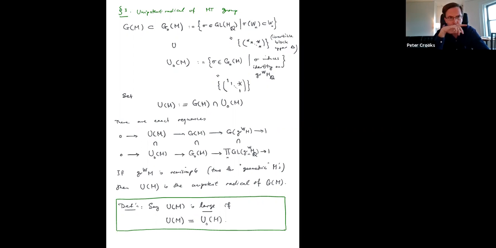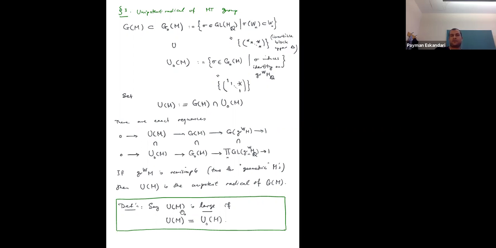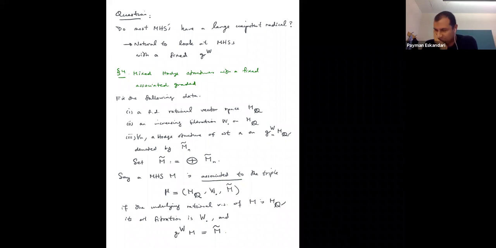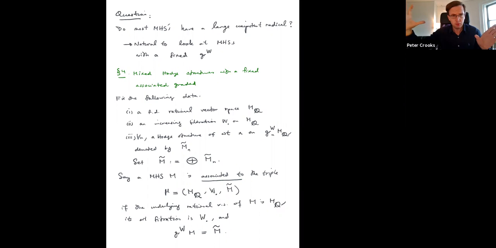And we say the unipotent radical is large if it's as large as it can be. So you've got this trivial upper bound for it, and we say it's large if it's equal to that upper bound. And so if it is large, then the mixed Hodge structure is as far as possible from being semi-simple. Exactly. So the question is the following: do most mixed Hodge structures have a large unipotent radical? And this is what this talk is about.